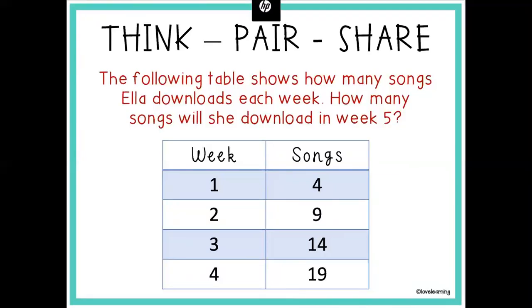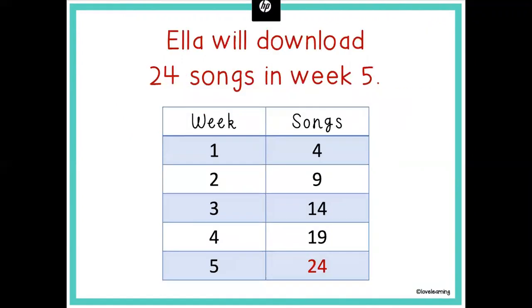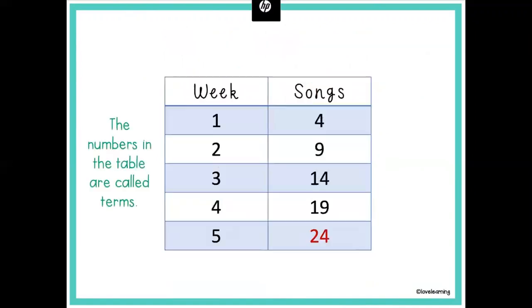So going back to my question, how many songs will she download in week 5? Well, if it increases by 1 week, then I need to also add 5 more songs. So 19 plus 5, that would equal 24. So Ella will download 24 songs in 5 weeks.